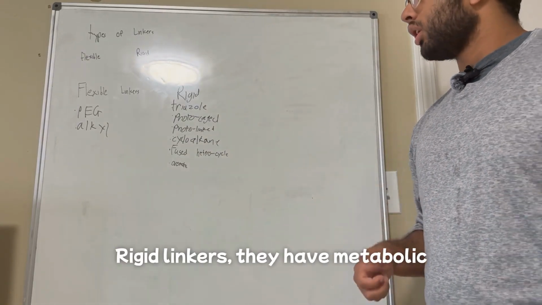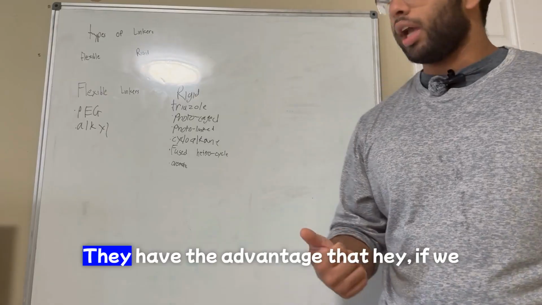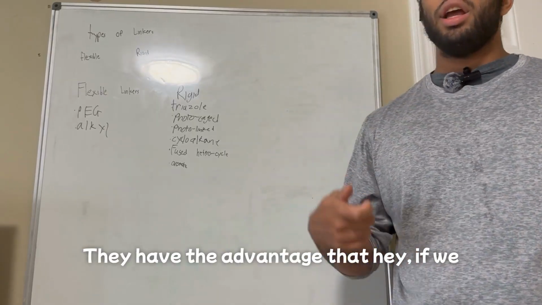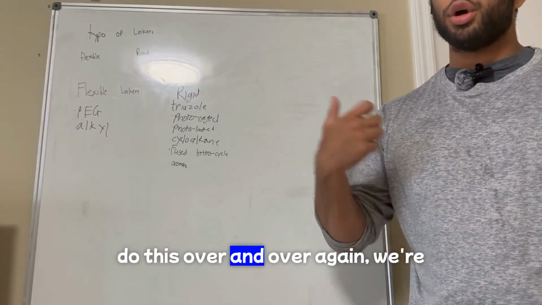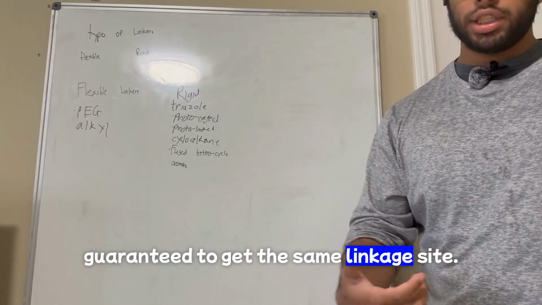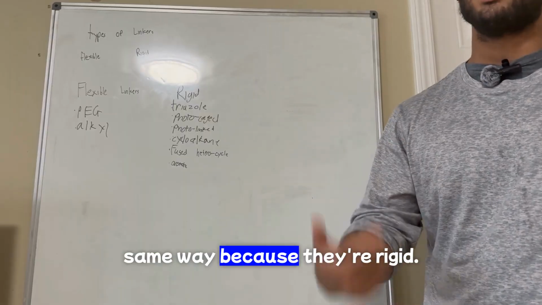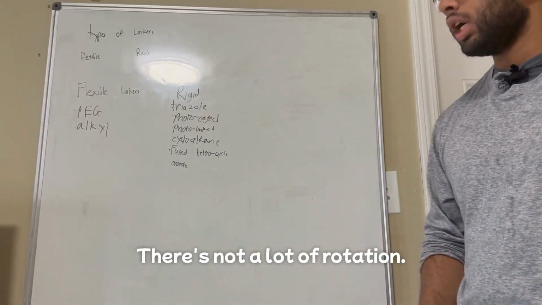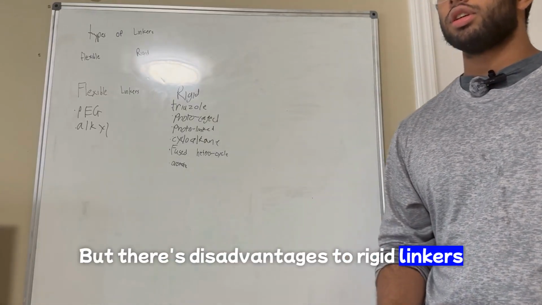Rigid linkers have metabolic advantages. They have the advantage that if we do this over and over again, we're guaranteed to get the same linkage site. We're guaranteed to do this the exact same way because they're rigid. There's not a lot of rotation. But there are disadvantages to rigid linkers as well.